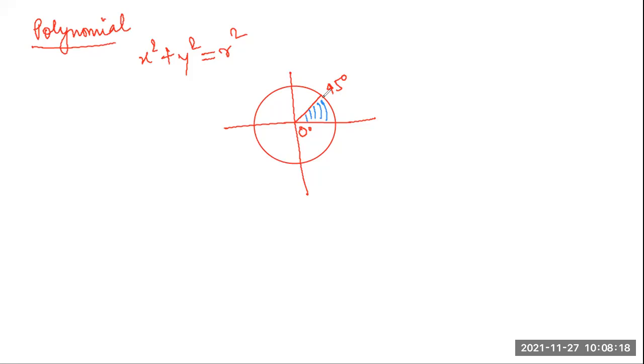So how will I consider? Suppose this is the point P, and this point P is (x, y). If I drop a perpendicular from this line, this intercept gives me the value of y.